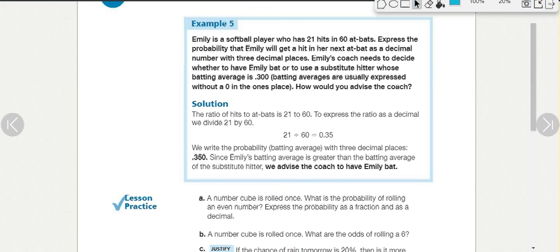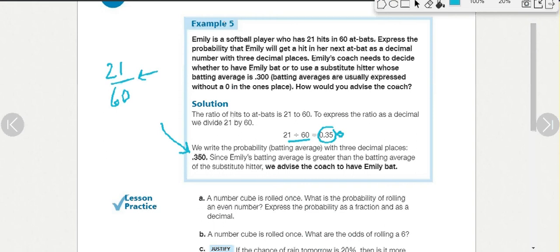Emily's a softball player, 21 hits in 60 at-bats. Express the probability that she will get a hit in her next at-bat as a decimal with 3 decimals. Okay, so we find that by saying 21 out of the sample space of 60. Divide that, because that's what this means. Divide it to find the decimal probability. They said to 3 decimals. Well, we have nothing else, so we just add a 0 here. The probability of her getting a hit next time is .350.